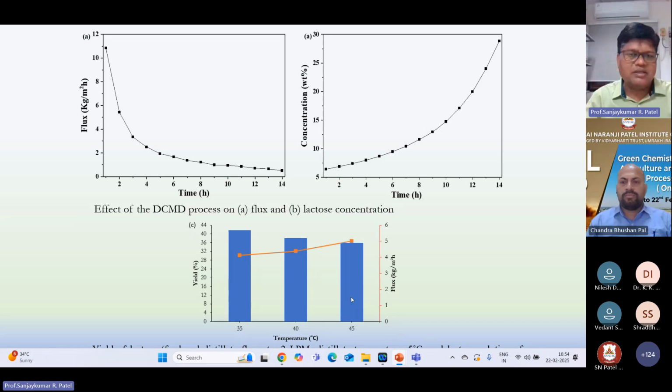Okay, but at the same time, if we can change the temperature, we have a higher yield of the crystals being recovered. So we can have the recovery of the lactose even at the higher temperature. We are able to recover at 45 degrees centigrade, 40 degrees centigrade, and also 35 degrees centigrade, with the help of this technology.